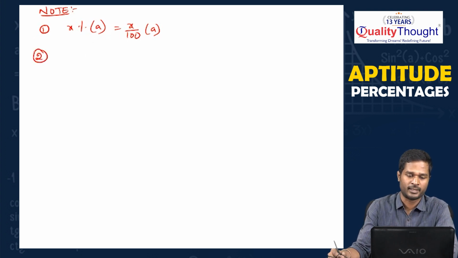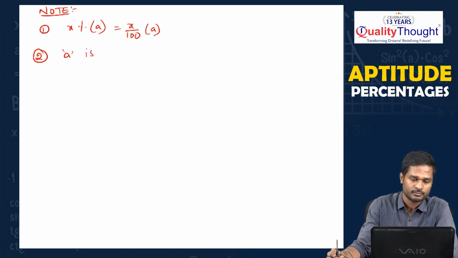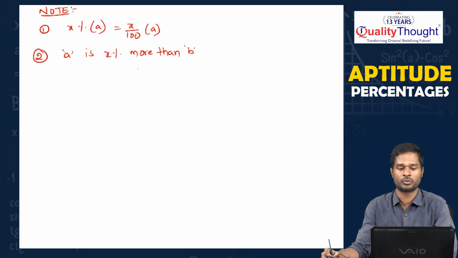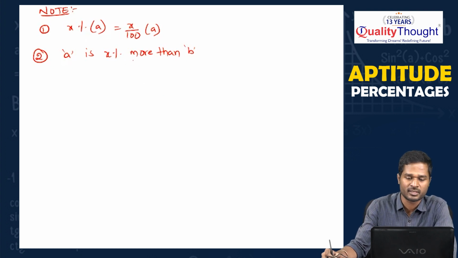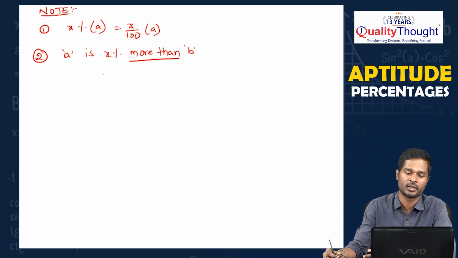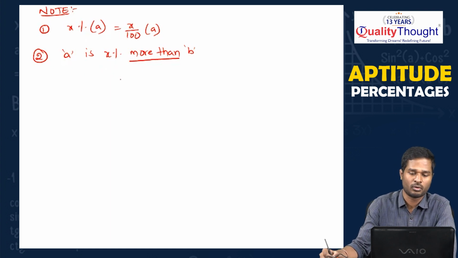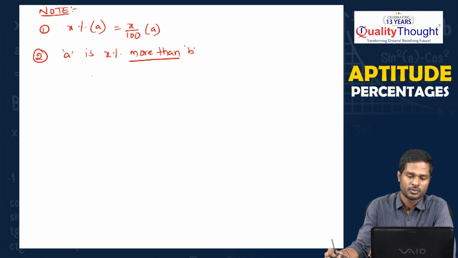Another note, if I write, see, a is x percentage more than b, that is what I will say. So, there is a value a and that value is x percentage more than the other value. So, how will we write it? See this word more, more is nothing but addition, it's more than the given thing. So, how will you write it? It's very simple. So, a is x percentage more than b.